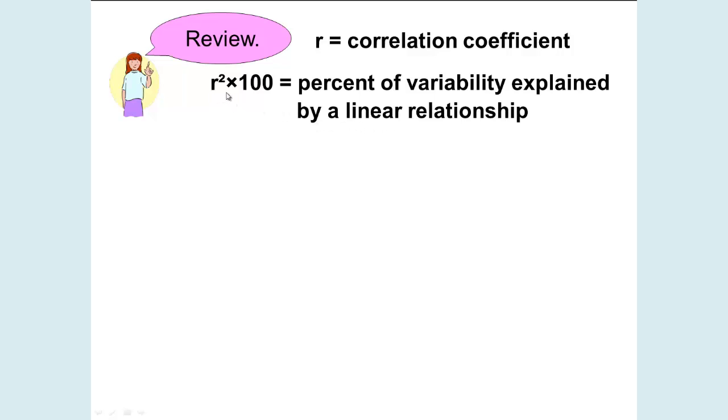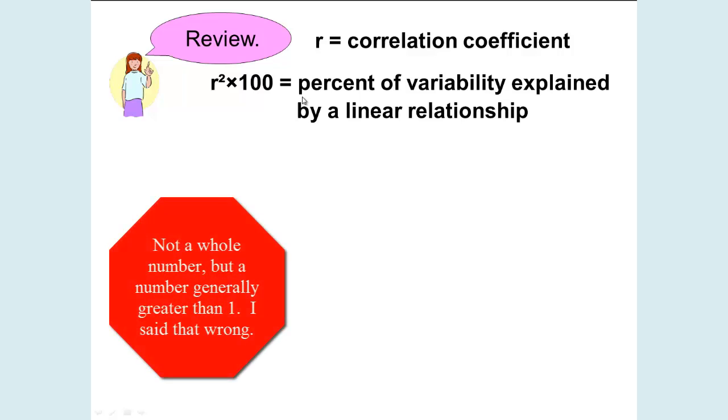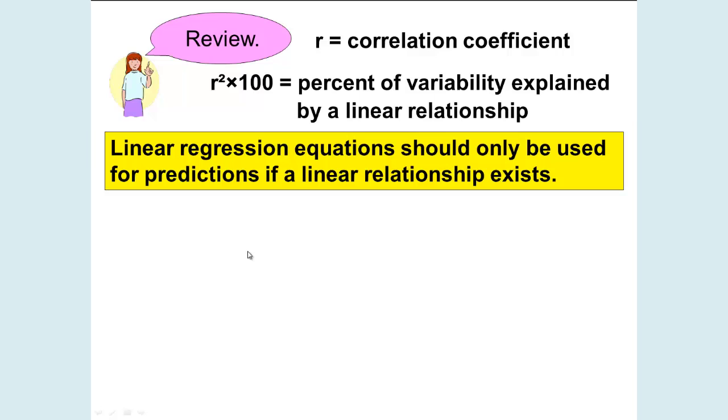R squared times 100 gives you a whole number, and that becomes the percent of variability that's explained by the linear relationship between your paired numbers. And that is probably a new concept if you're just watching my videos. The linear regression equation should only be used for predictions if a linear relationship exists.